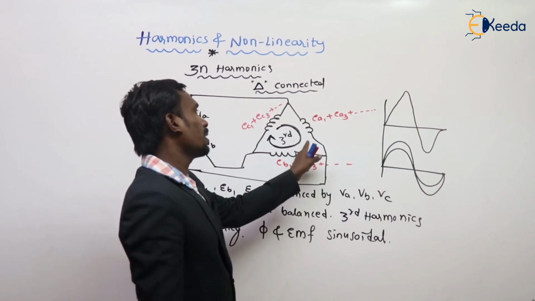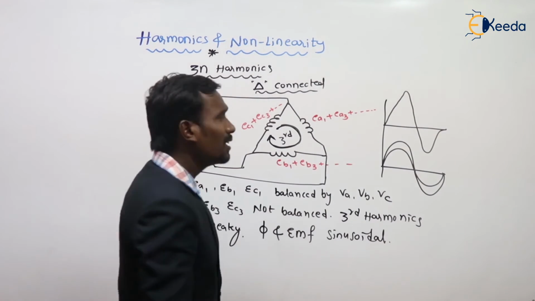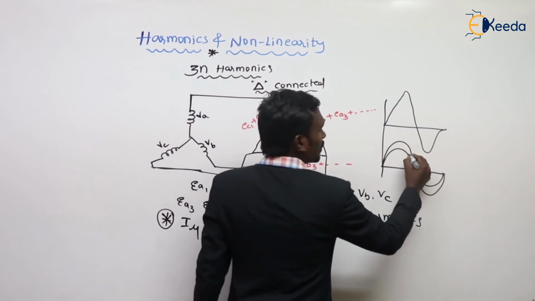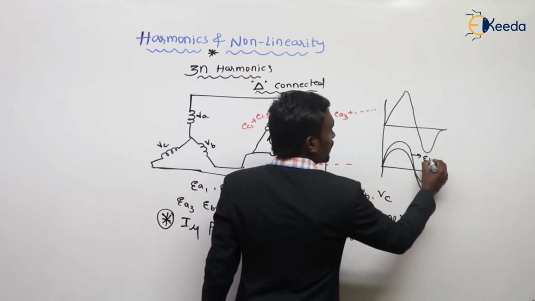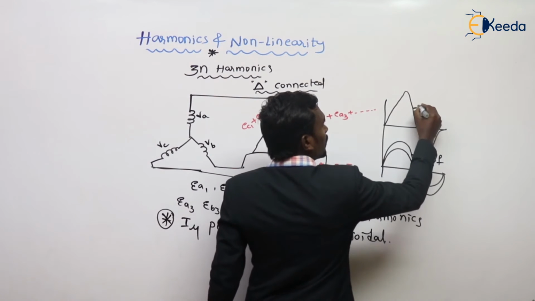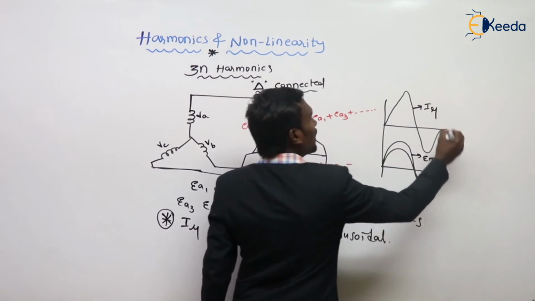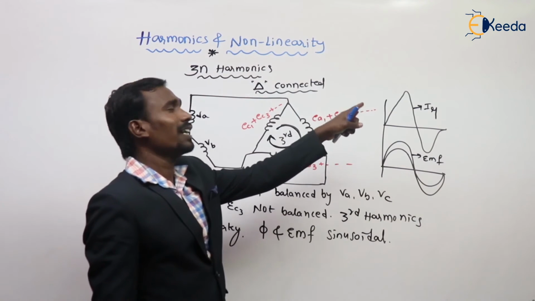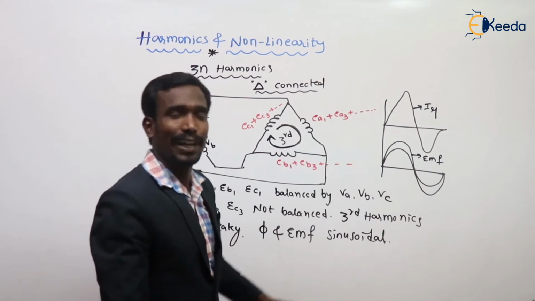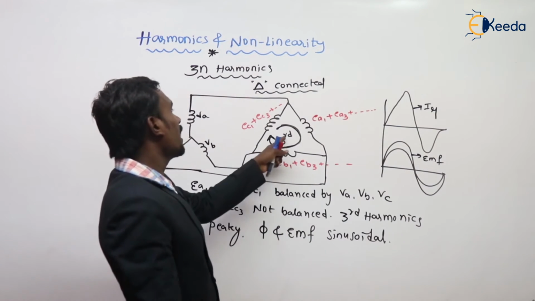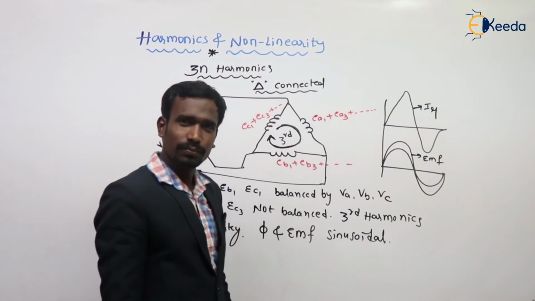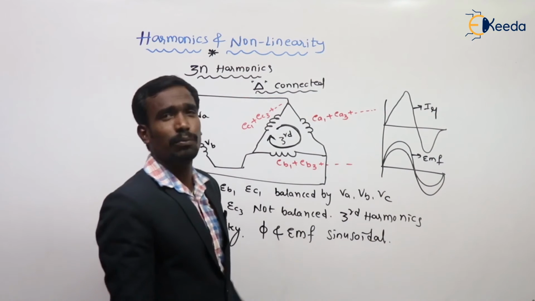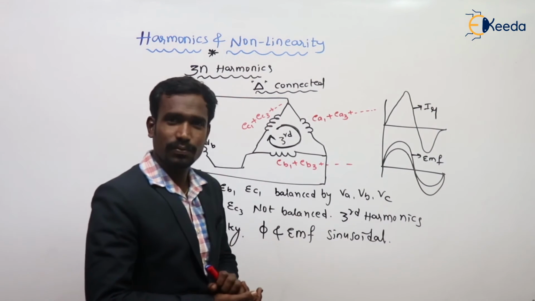When the transformer winding is delta connected, then to get the sinusoidal EMF, the magnetizing current should be a peaky wave. This is the effect of third harmonics in delta connection.